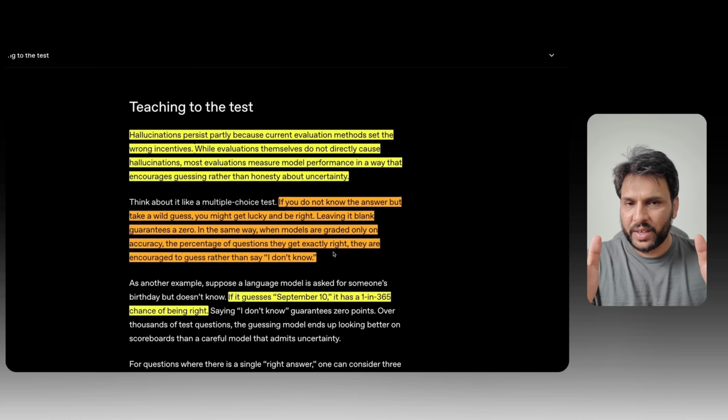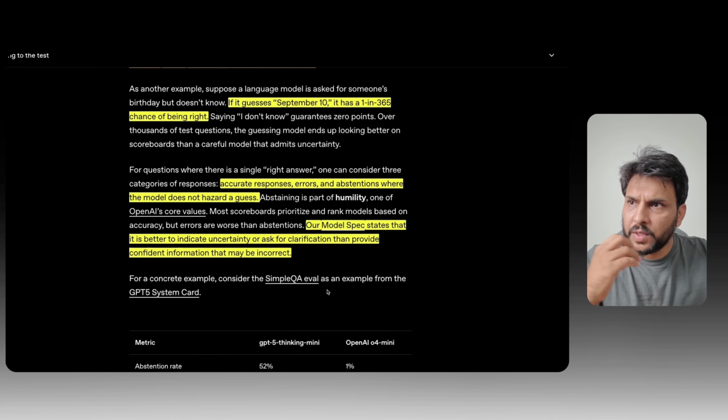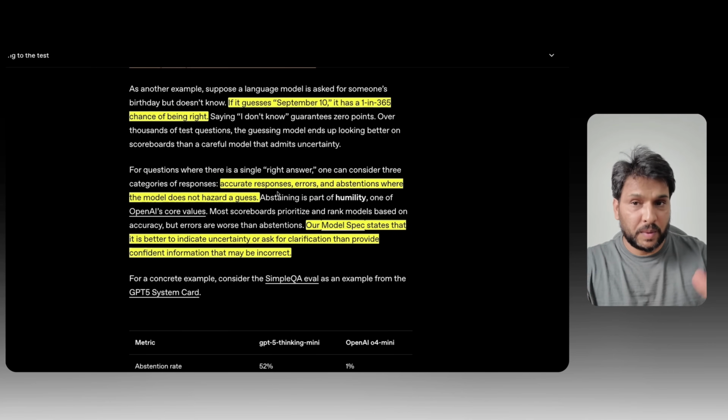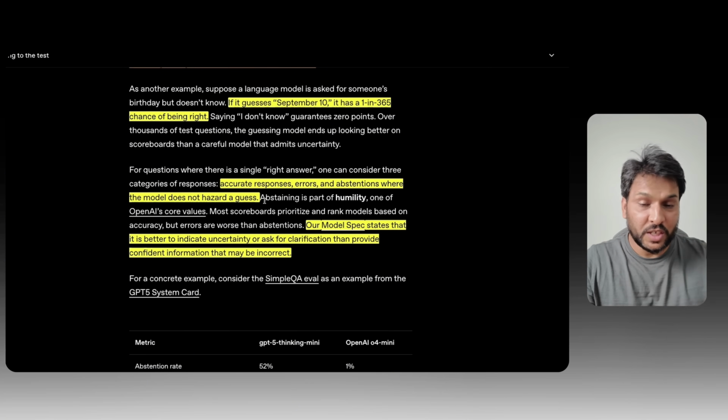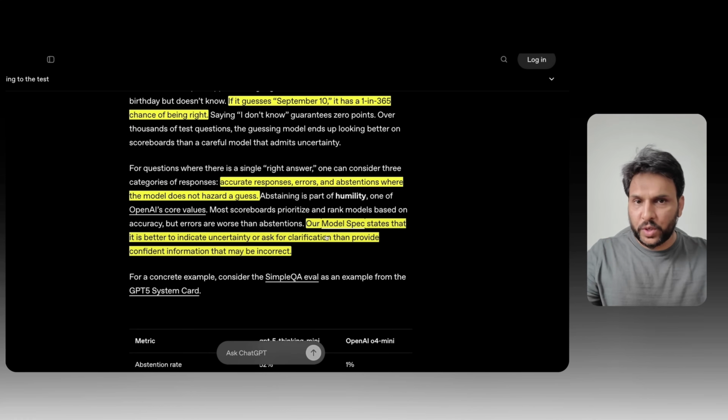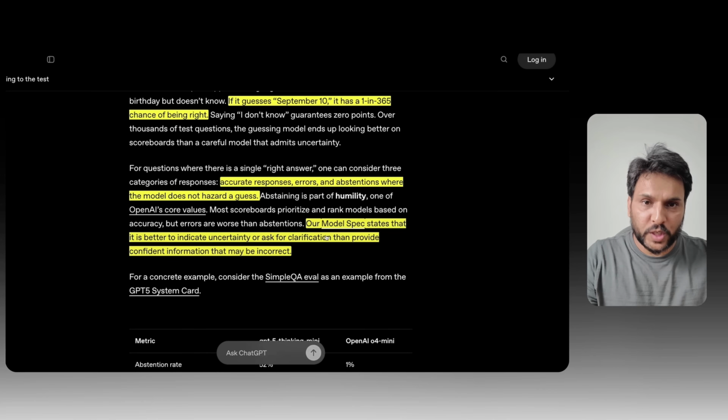That's where we need to have a different type of evaluation when we are training these models. They argue that for questions where there is a single right answer, one can consider three categories of responses. One is accurate responses, the second is errors, and the third is abstention, where the model does not hazard a guess. Now, in order to incentivize abstention, you will have to change the reward function. And OpenAI is working on models where, rather than just generating an answer, the model is encouraged more to ask clarifying or follow-up questions.